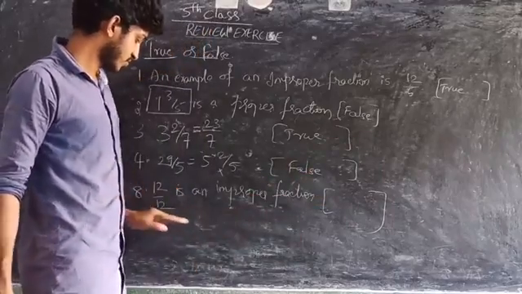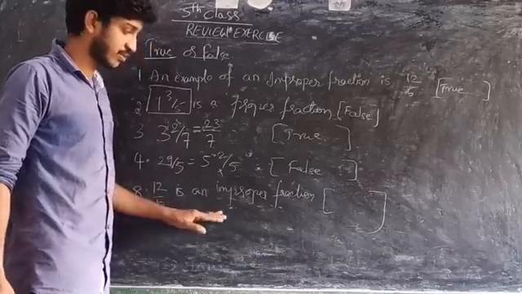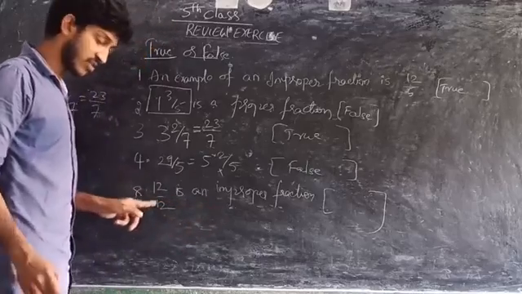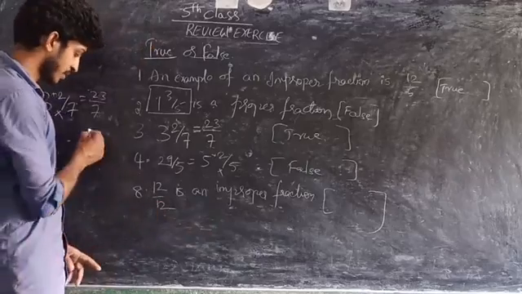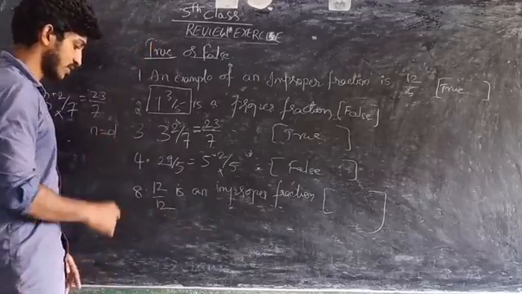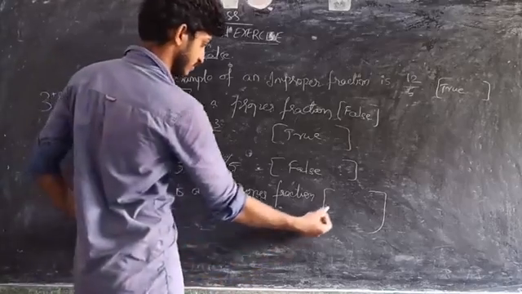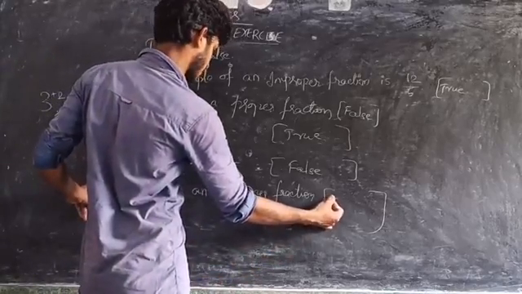12 by 12 is an improper fraction. Here 12 by 12 is given. So the numerator is equal to the denominator. So it is not an improper fraction. So false.